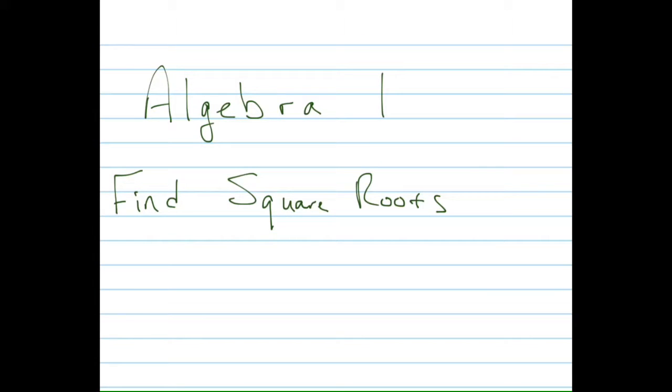Okay, today we're finding square roots. Basically, a square root is the opposite of a square, and a square is the second power. So, if we were to say 4 squared, we would know that equals 16. It's 4 times 4. So what we want is a reverse operation. We want something that takes us from 16 back to 4.